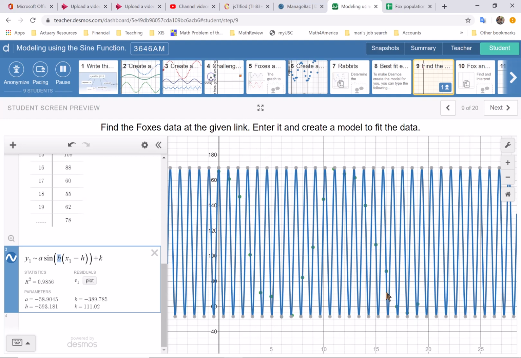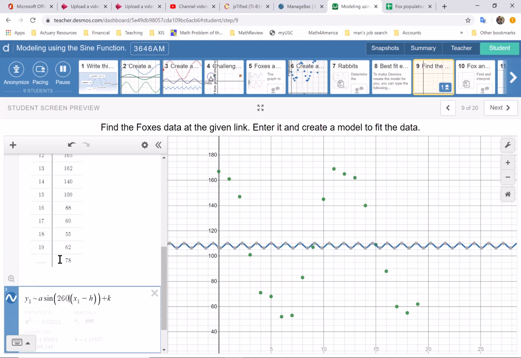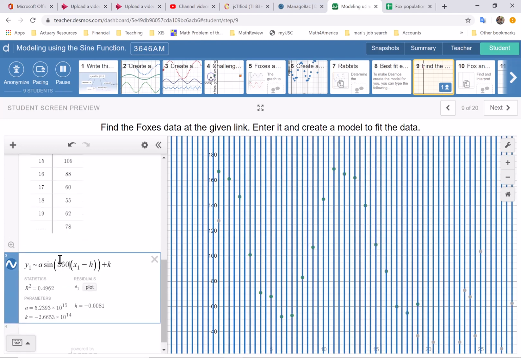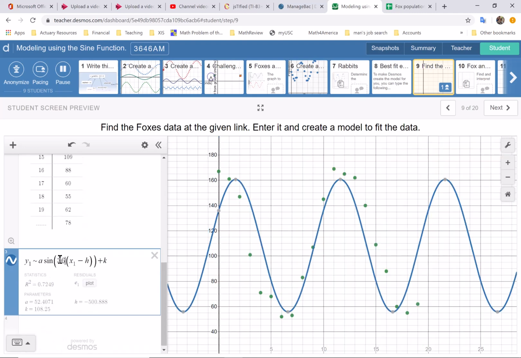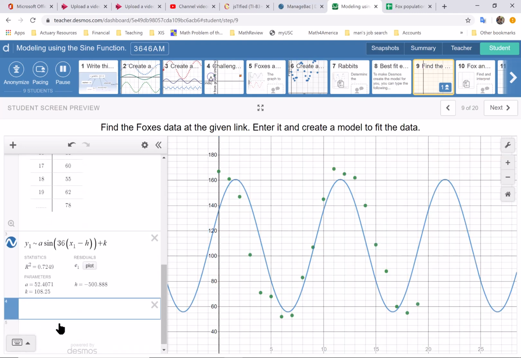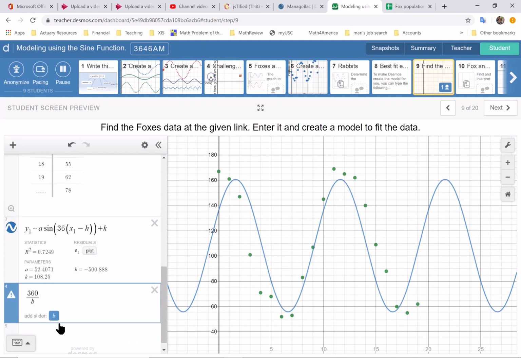In winter, the population might go down, and in summer, the population might go up. So the period should be 12 months, right? Remember, the b value is always given by 360 divided by b, and we're saying 360 divided by b should be 12. So you could set up a little equation, 360 over b equals 12, and you could solve that for b.